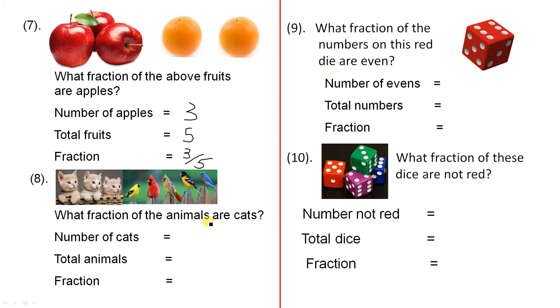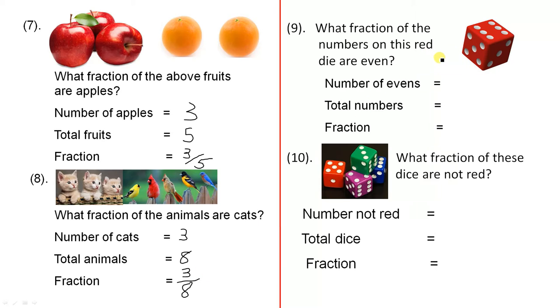What fraction of the animals are cats? The number of cats are 3. The total animals, when we count the cats and the birds, altogether we have 8. So the fraction has to be 3 over 8. That's the fraction of cats.